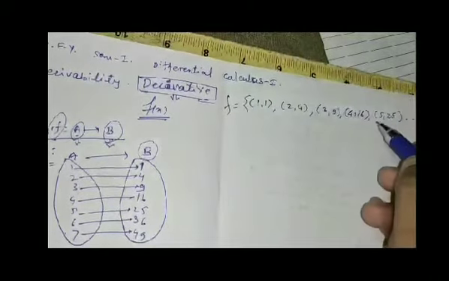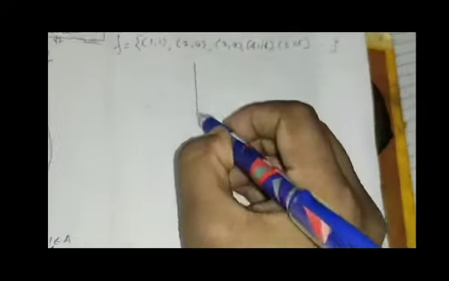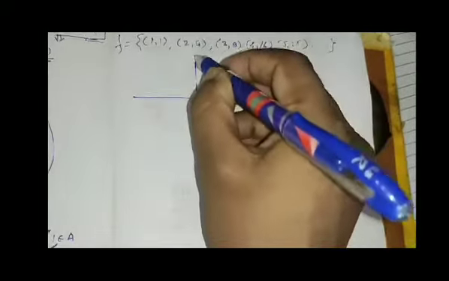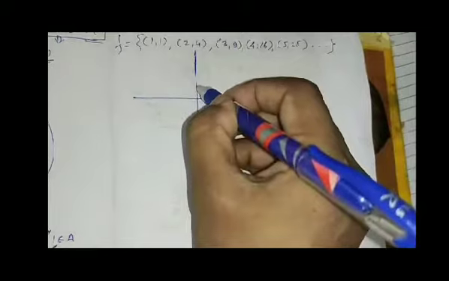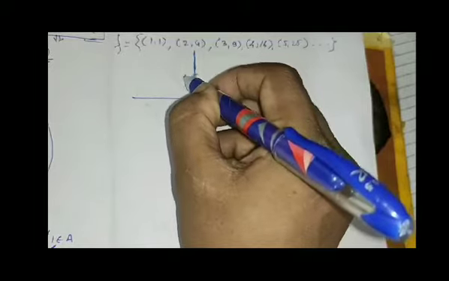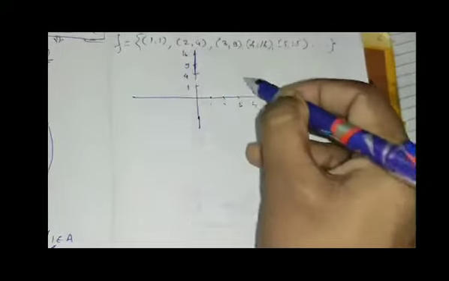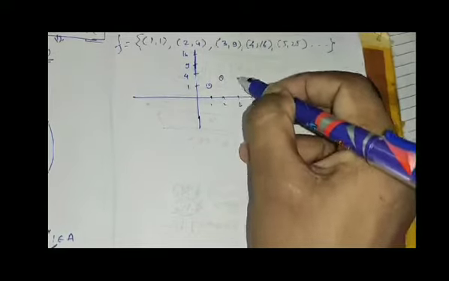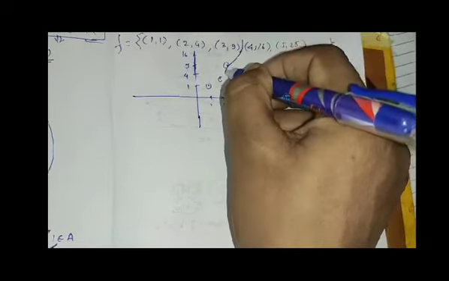This is function f. When we plot these points on our Cartesian coordinate system, 1, 2, 3, 4, and so on, the image of 1 is 1, of 2 is 4, of 3 is 9, of 4 is 16, and after we draw this we get a graph.